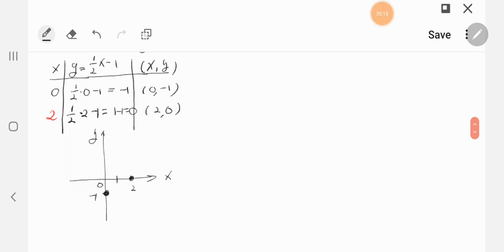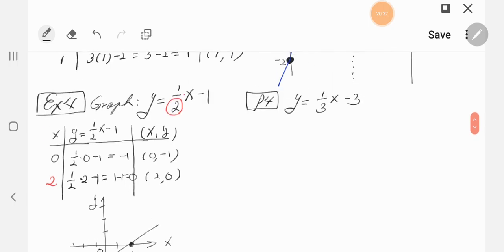Let's say this is 1, 2, 3, negative 1, negative 2, negative 3, on both axes. Okay, so we have 2 points. So just connect these 2 points. So that is the graph of this linear equation.